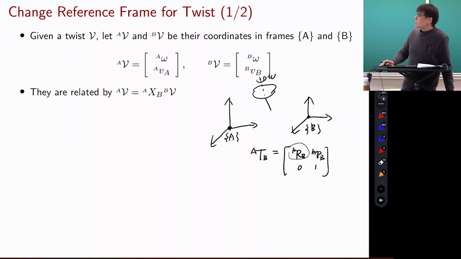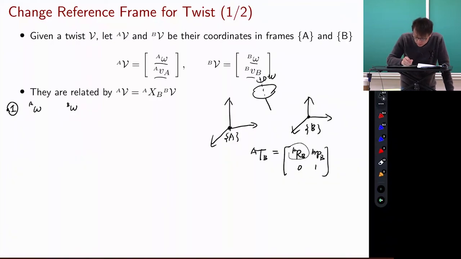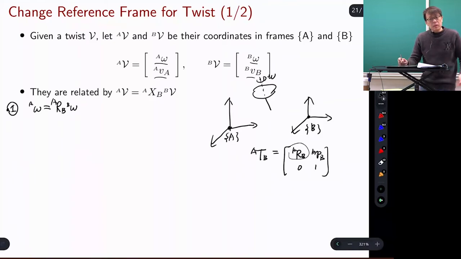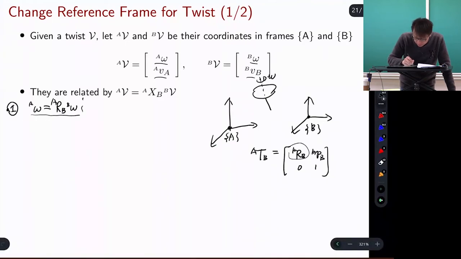Now I'm going to ask you, what's the relation between the twist coordinate V of B versus V of A? You need to relate all of these things. Let's first do a simple one. What do you think the relation of omega A and omega B is? Because omega is a free vector, it moves to a different place. So we have one relation. Let's not worry about writing it in coordinates for now. That's my first relation, and the second relation I need to derive is about V of A versus V of B.